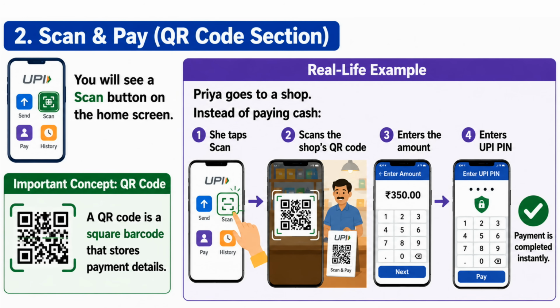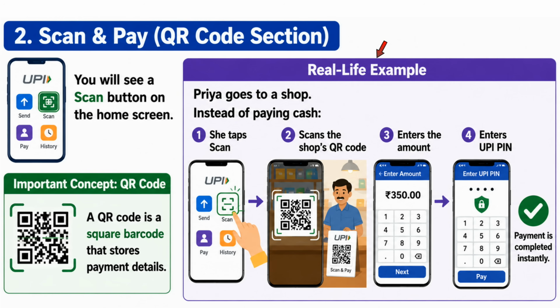Second one is scan and pay section. You will also see a scan button on the home screen. Important concept is QR code. QR code is a square barcode that stores payment details. Instead of typing bank details manually, you simply scan the QR code. Now we will see the real life example.